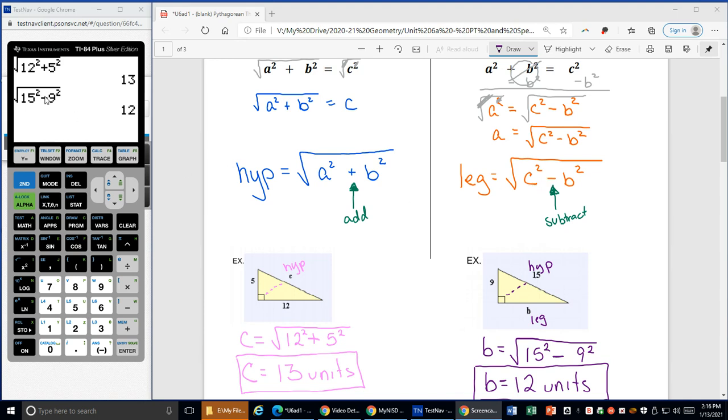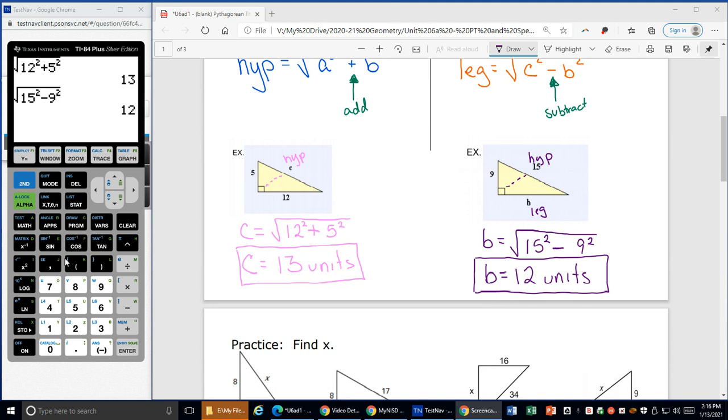I didn't point this out in the last video, but when we did 15 squared minus 9 squared on the last one, notice what happens if you put it in backwards. You'll know immediately. If I do 9 squared minus 15 squared inside my square root, remember, the square root goes all the way across to the end. When I hit enter, it tells me that's an error.